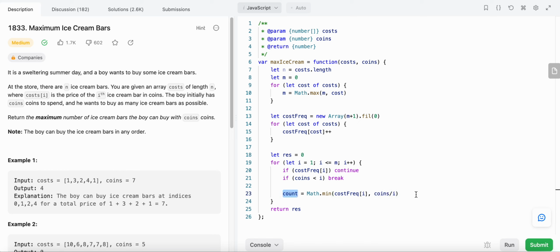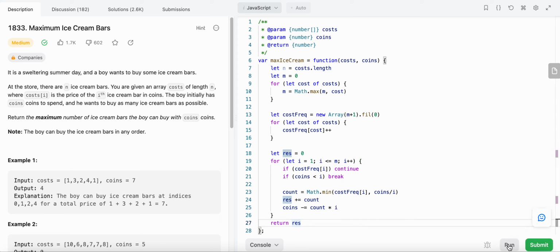And once we have the count, that is the number of ice creams that we can buy, we just add that count to our result. And since we have bought the ice creams, we also reduce from our total coins the cost of buying these many ice creams. It would be the value i. Now let's try to run our code.